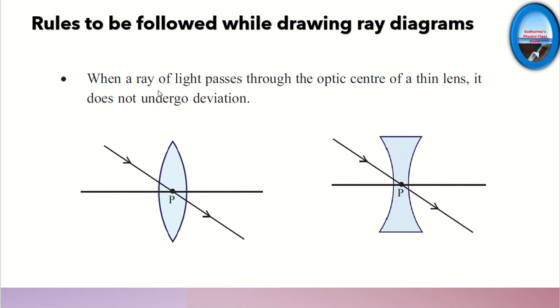Rule number one: when a ray of light passes through the optic center of a thin lens, it does not undergo deviation. It will pass straight without any bending. We know that a lens is a refracting material, right? But when light passes through the optic center of a thin lens, we are not going to learn about thick lenses in grade 10. So we are going to talk about small lenses, thin lenses. When the ray of light passes through the optic center, it passes without any deviation.